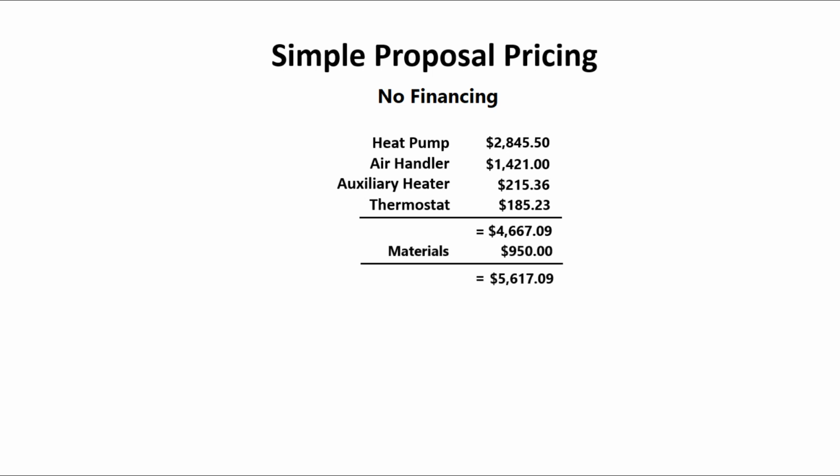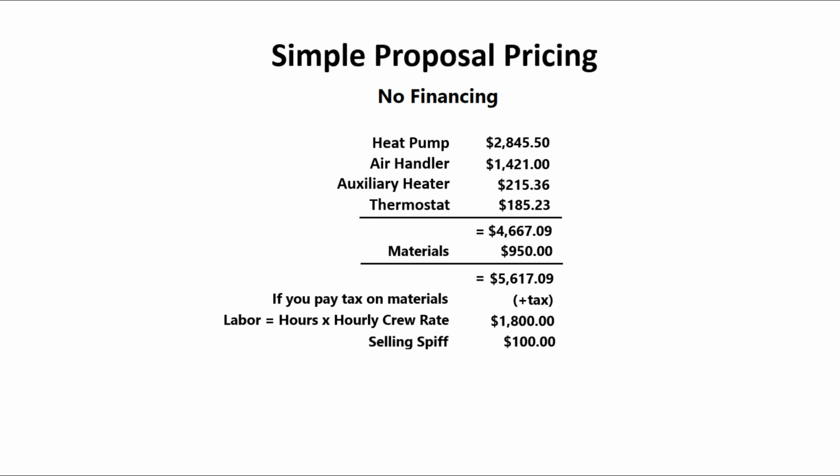Next, a materials cost is added. Use an average number for the type and size of system being priced. If you pay tax on materials, tax is added next. Labor is calculated by multiplying the expected number of hours for this system type by your hourly crew rate. If you offer your sales personnel a spiff for selling this system, the spiff is considered a part of cost of goods sold and is added here.